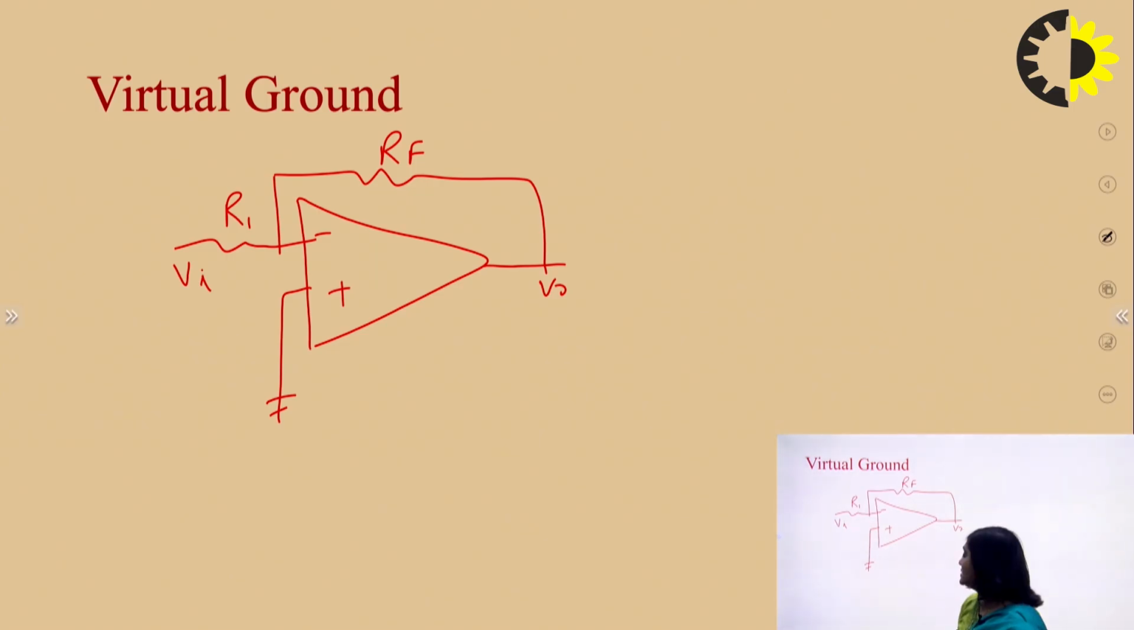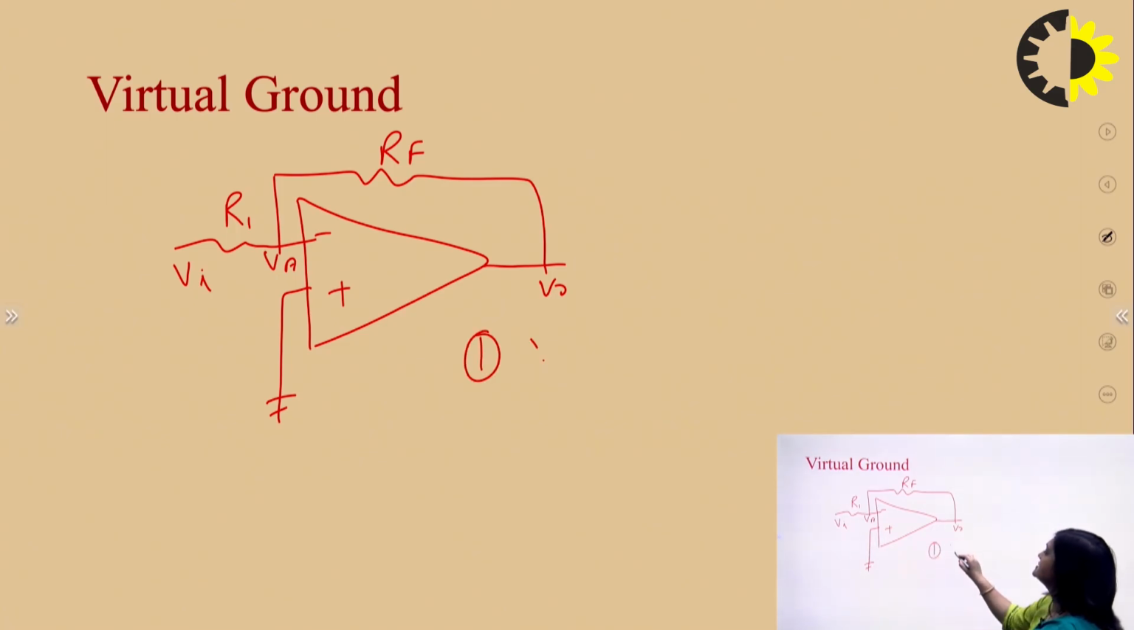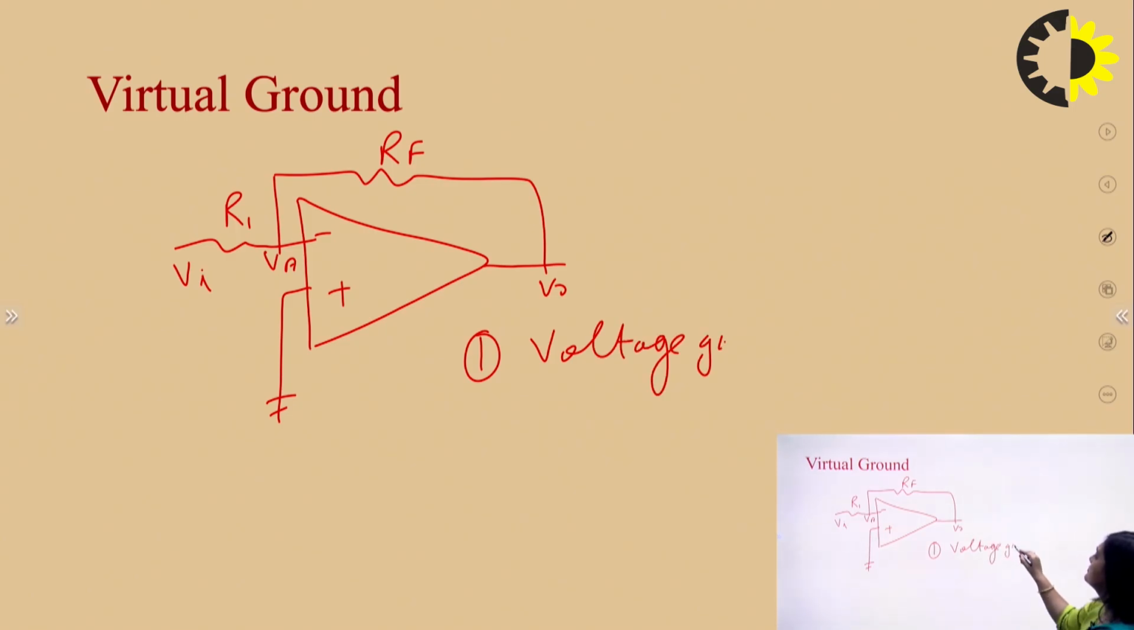Here we are understanding what the virtual ground is. This point VA is the virtual ground, because the potential at this point VA is 0, but this point is not physically connected to the ground. There are two reasons for this. First reason is voltage gain is infinite.